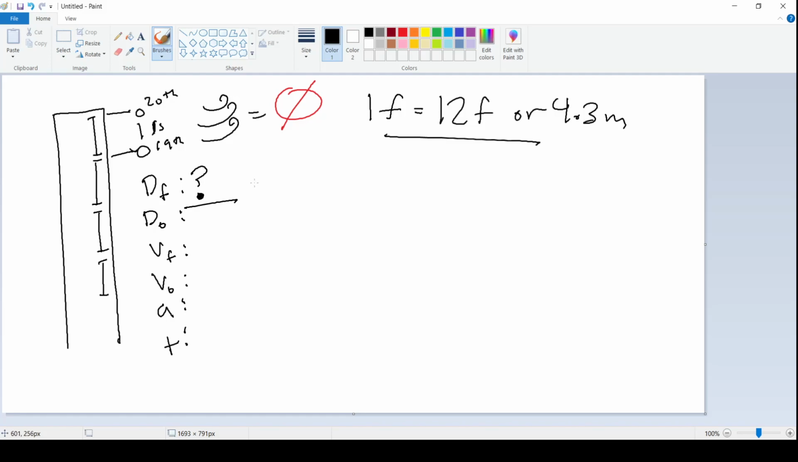Distance initial. So, 4.3 times 20 equals 86. So we start on the 86 meter mark. Pretty simple. Velocity final, we don't know. Velocity initial, 0, because it is released from the 20th floor at seconds 0. At seconds 1, it reaches this.